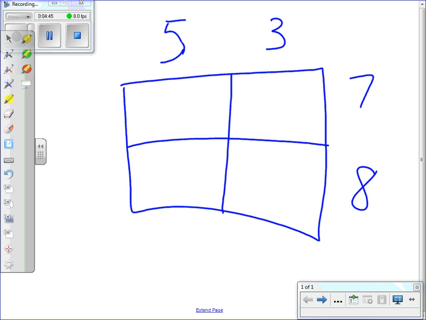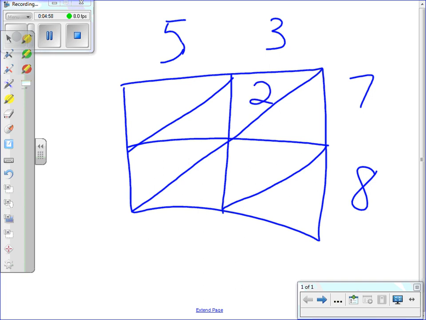Now, what's really important here is to divide each box in 2 because a lot of our products are going to be 2 digits. And if they're not 2 digits, we'll make them into 2 digits. Class, what's 3 times 7? There we go. Class, what's 3 times 8? Class, what's 5 times 7? Class, what's 5 times 8? So each box is divided into two places.